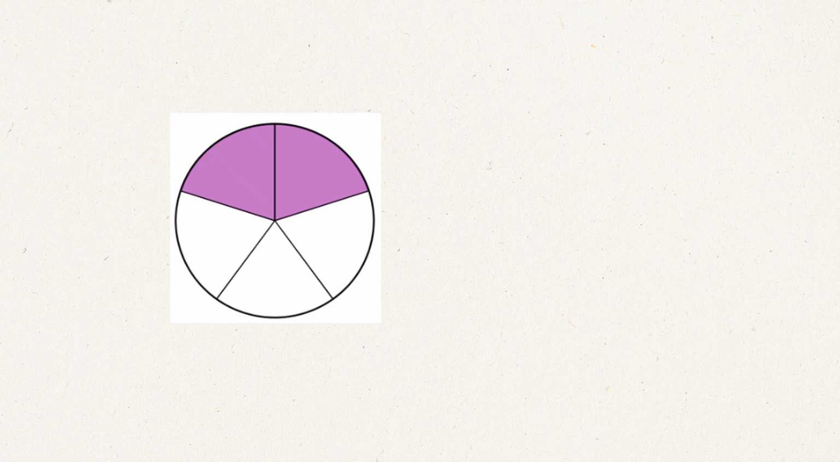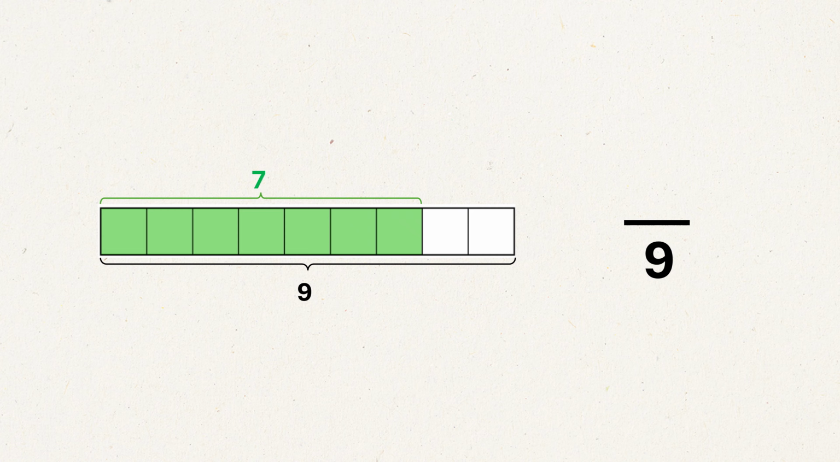Let's look at a few more examples. A circle is divided into 5 parts. 2 parts are purple. The fraction for purple is 2/5. A long bar is divided into 9 parts. And 7 parts are green. The fraction for green is 7/9.